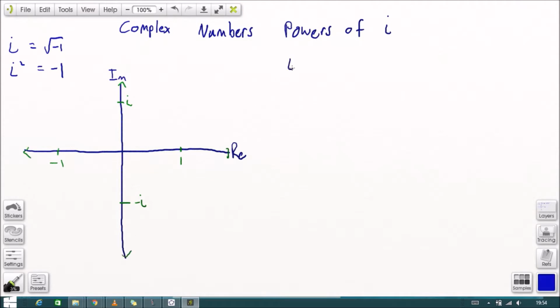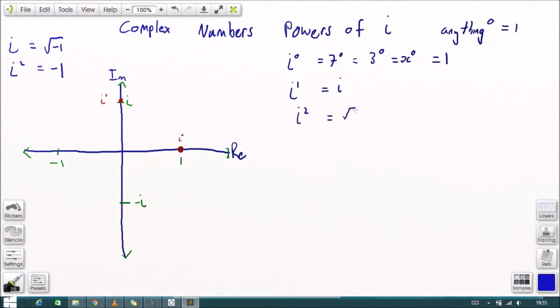To first look at i to the power of 0, well, anything to the power of 0 is of course 1. So i to the power of 0 is the same as 7 to the power of 0, or 3 to the power of 0, or x to the power of 0. It's all equal to 1. So I'll just plot that here on our Argand diagram. i to the power of 1 is i, so I can plot that on. i squared is the square root of -1 squared, which is -1, so that goes here on the diagram.